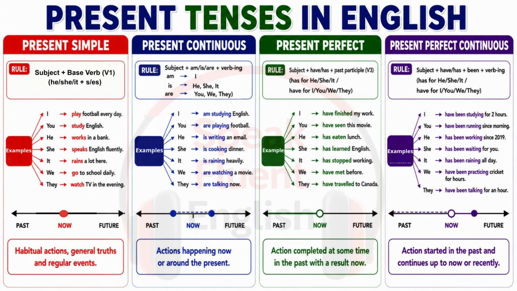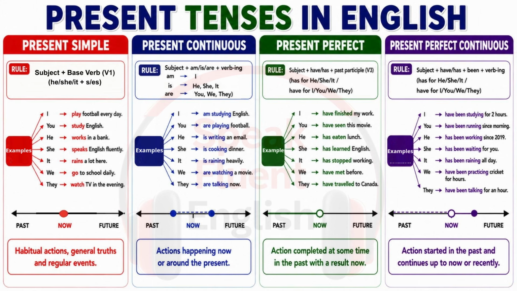You have seen this movie. He has eaten lunch. She has learned English. It has stopped working. We have met before. They have traveled to Canada. This tense connects the past with the present.